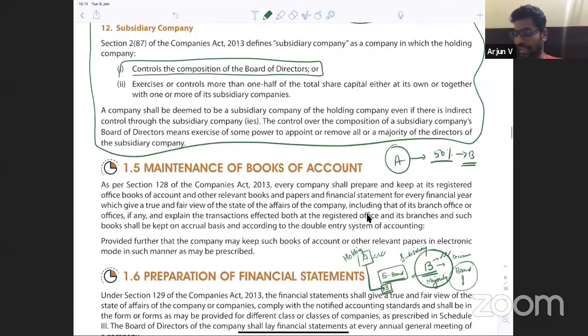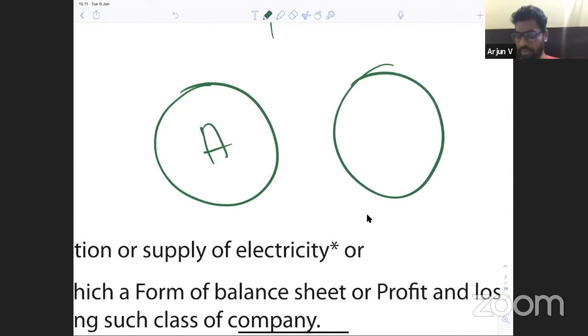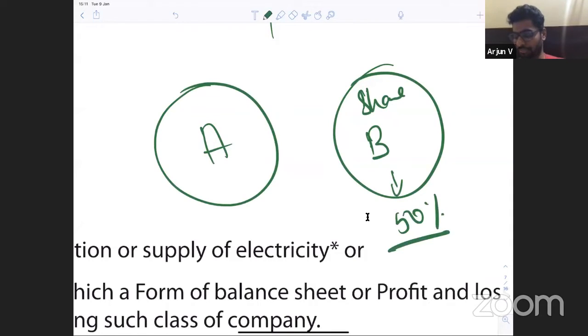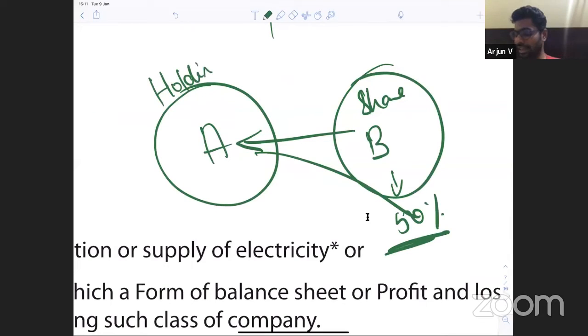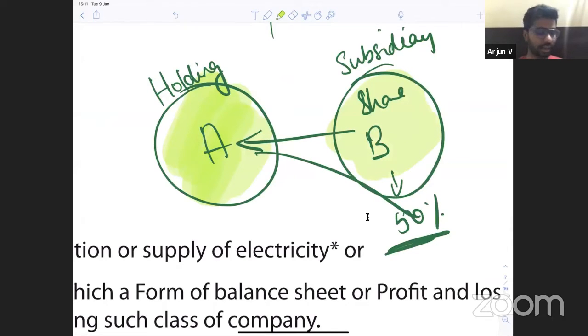Done? Now look into the second case. There is A, there is B. Now B's share capital, if more than 50% of B is held by A, then who's having a control? A, right? Then we say A is a holding company, B is a subsidiary company. If more than 50% of the share capital of B is held by A, then we say A to be holding, and B to be subsidiary. Are you clear till now?